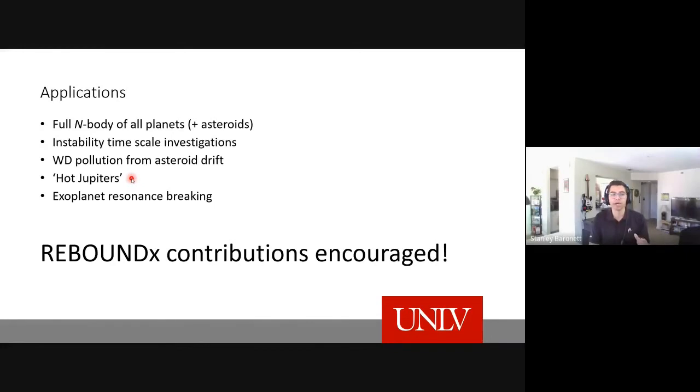Those are very close encounter type situations, and usually these hot Jupiters are associated with post-main sequence stars. So you can use both features to observe what would happen there. And then finally, you can do exoplanet resonance breaking. One of the ways you can do that is you can model the host stars for these exoplanets in MESA, produce the data, and then use that data in a REBOUND simulation where you've set up the exoplanet system based on observational data, and then see what happens there.